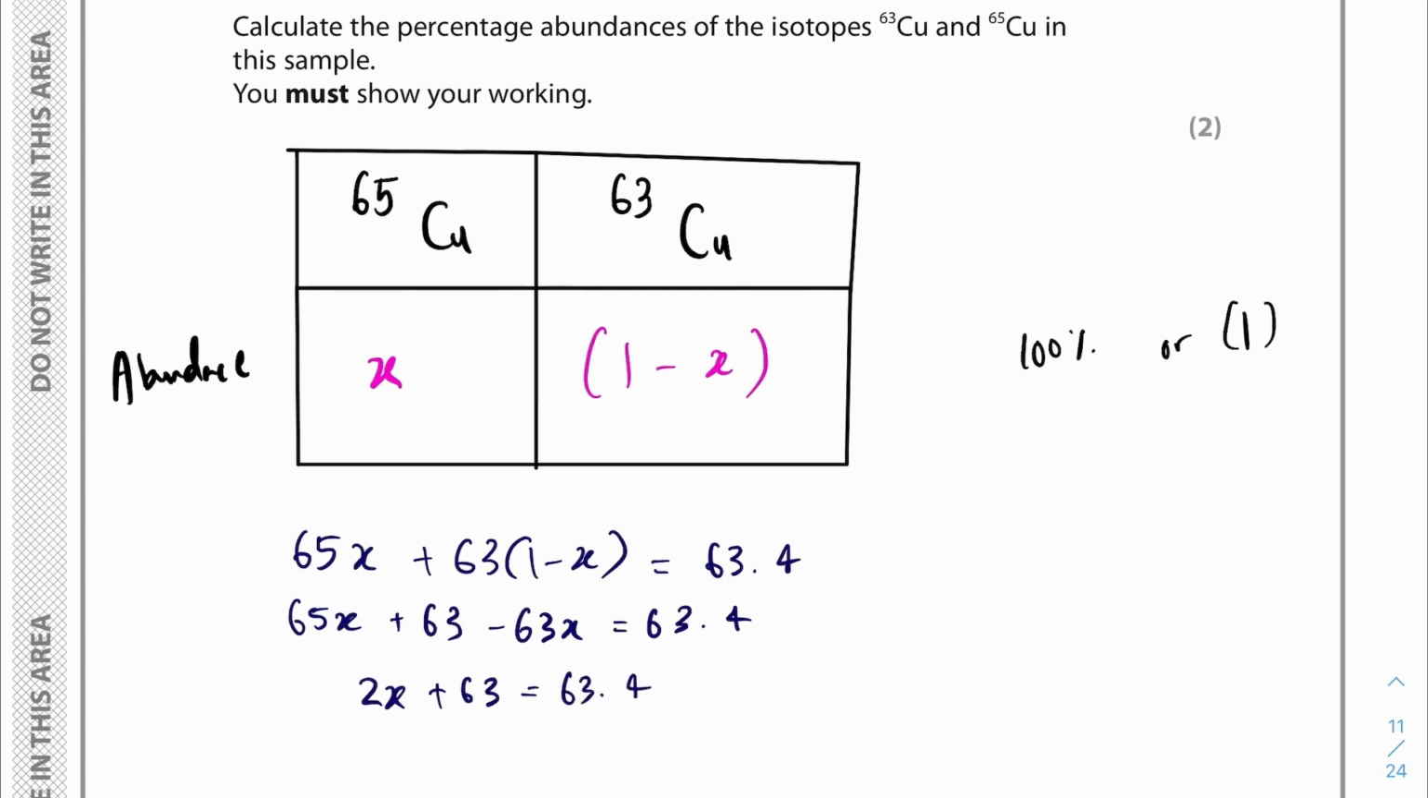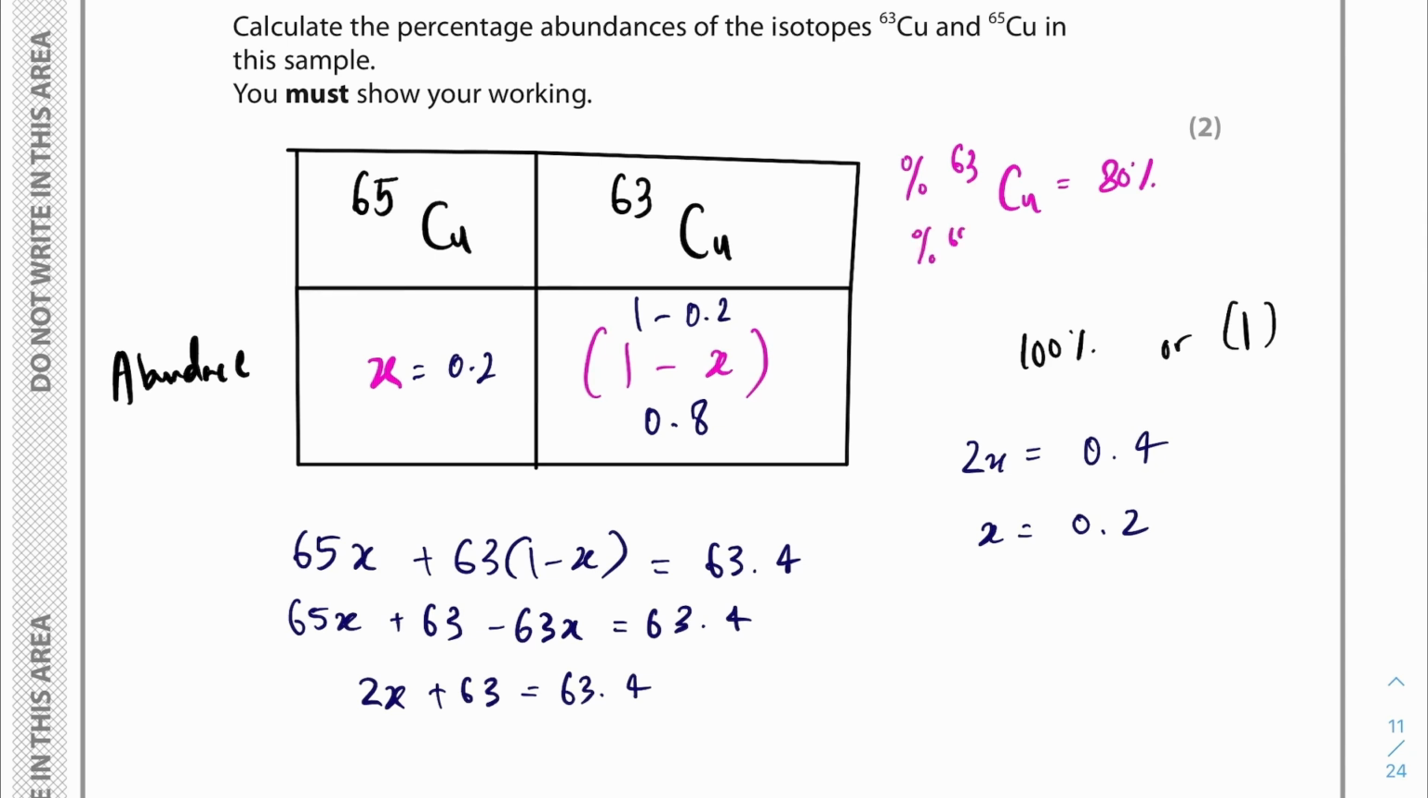So then we get what? We get 2x equals 63.4 take away 63, you get 0.4. So x equals 0.2. Okay, so we now know this is 0.2. And 1 minus 0.2 is what? Is 0.8. So what can we say about the abundances? We can say that the percentage abundance of 63Cu is 80%, and for 65Cu the abundance is what? 20%. And that's our answer.